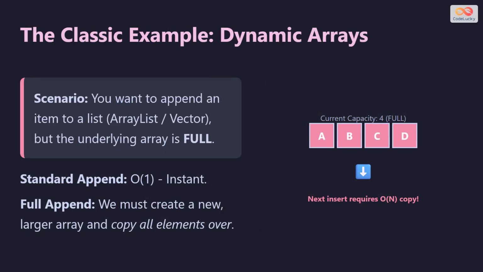The most classic example in computer science is the dynamic array, used in Java's ArrayList or C++ vectors. When you append an item, it is usually instant, or O(1). But arrays have a fixed size. What happens when the array is full? We cannot just push the next item in. We are forced to create a new, larger array and copy every single existing element over to it. That is an expensive O(n) operation.